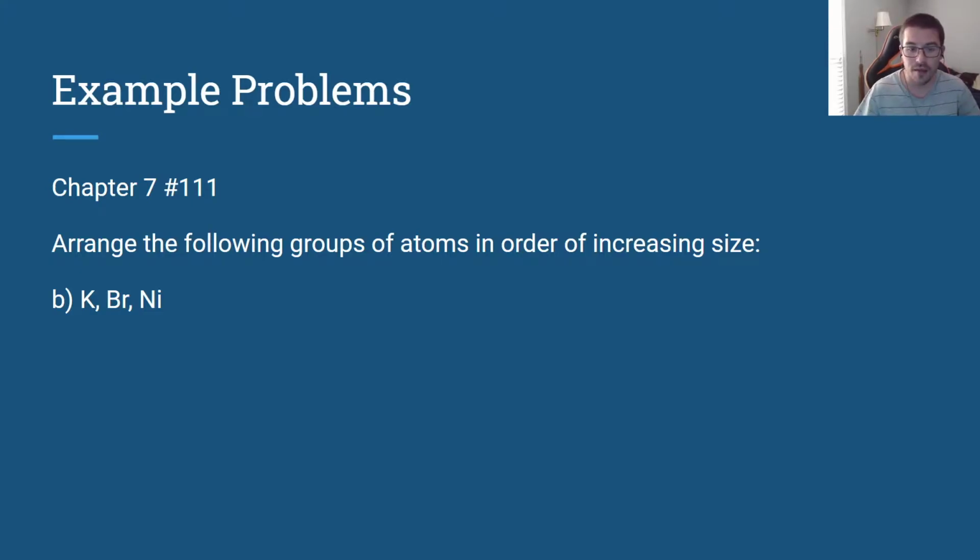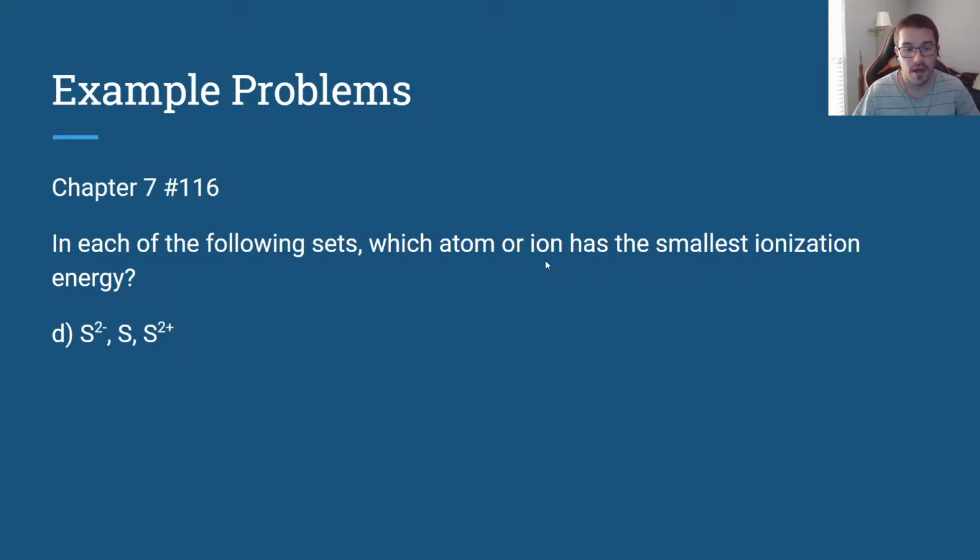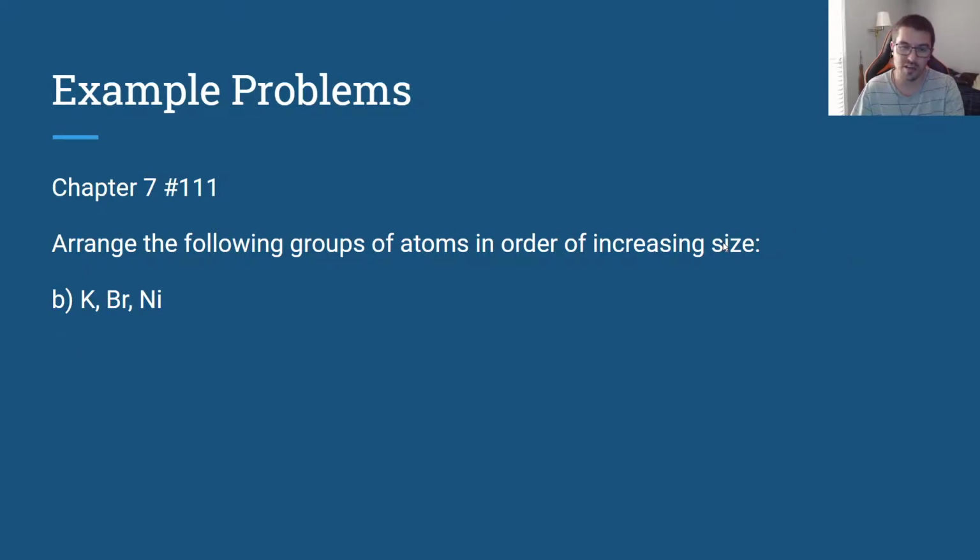The first problem asks about size or atomic radius. That's one of the properties we discussed in the previous video. And the next problem asks us about ionization energy. Once again, like I did mention in the previous video, there are some questions on electron affinity, but I'm going to leave it up to you to figure out electron affinity based on all the things that we've talked about. So no example problems on that just yet.